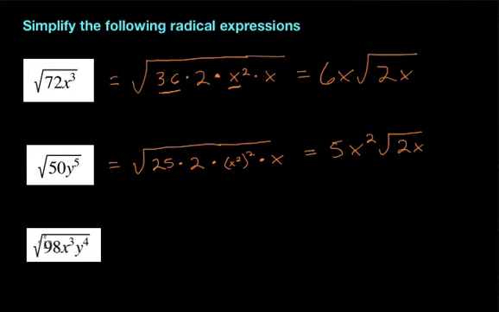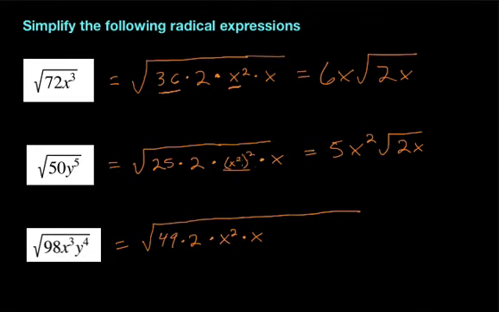And then finally, number 3, the square root of 98x cubed y to the fourth is going to be the square root of 49 times 2 times x squared times x, which is the same thing as x cubed. And I'll do this one the long way because y squared squared is a sophisticated way of writing y to the fourth, but it may confuse some of you. So instead of writing y to the fourth as y squared squared, I'm just going to write it as the product of y squared times itself, y squared.